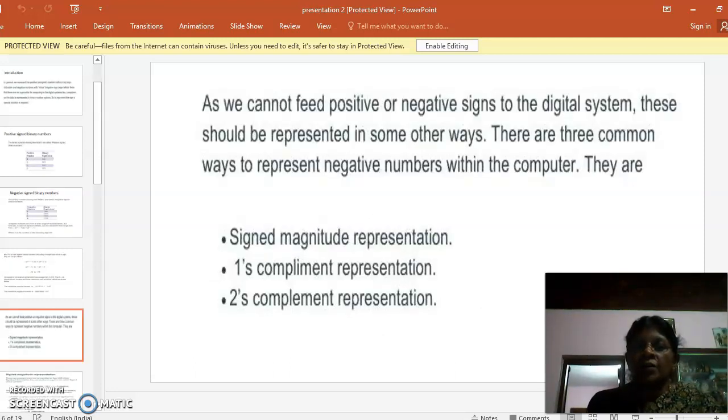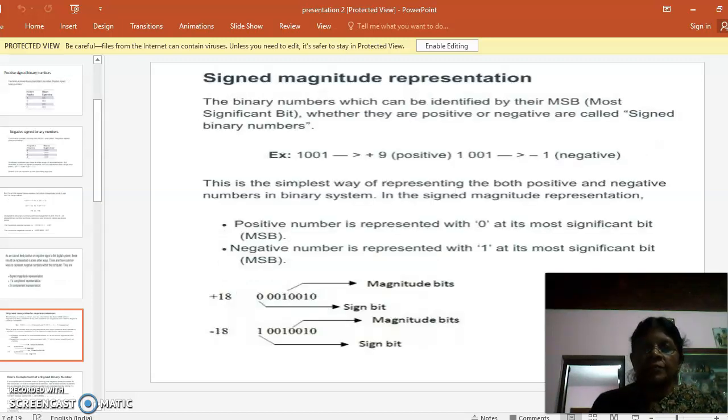As we can't give positive or negative signs to the digital system, this should be represented in some other way. There are 3 ways to represent the negative number within the computer. They are signed magnitude representation, 1's complement representation, and 2's complement representation. Signed magnitude representation: the binary numbers which can be identified by their most significant bit, whether they are positive or negative, are called signed binary numbers.